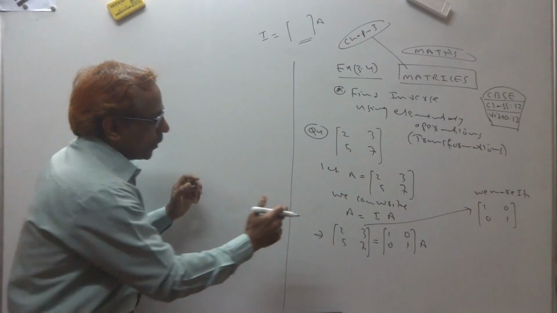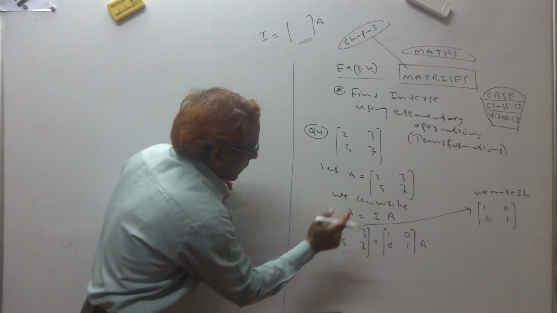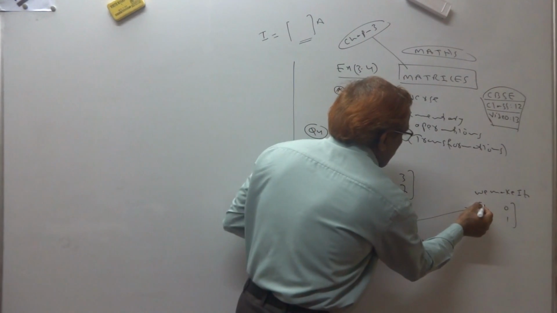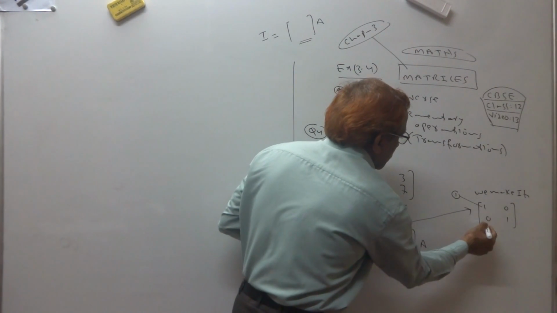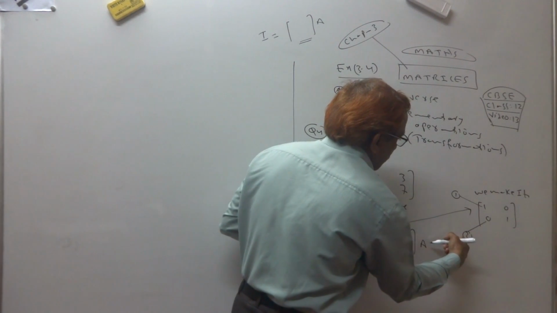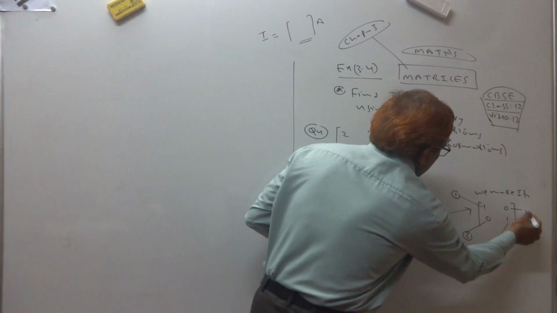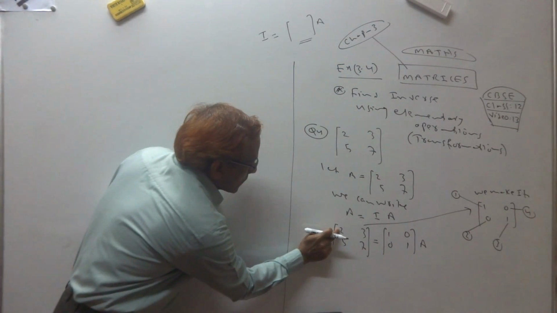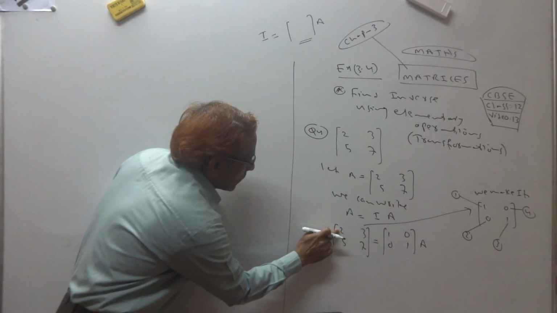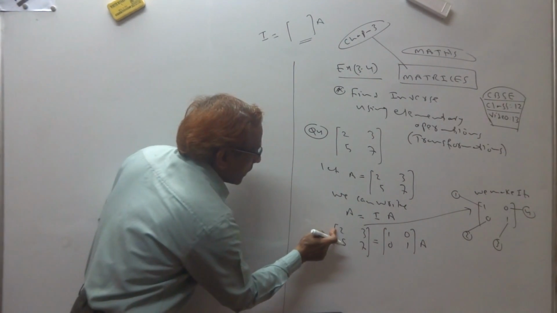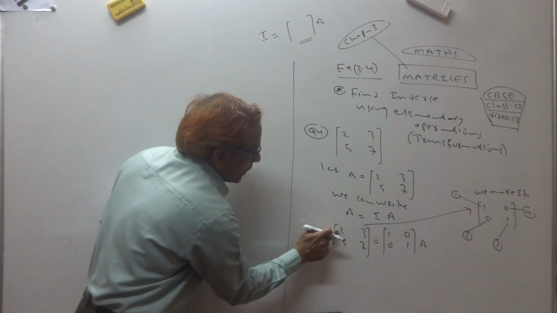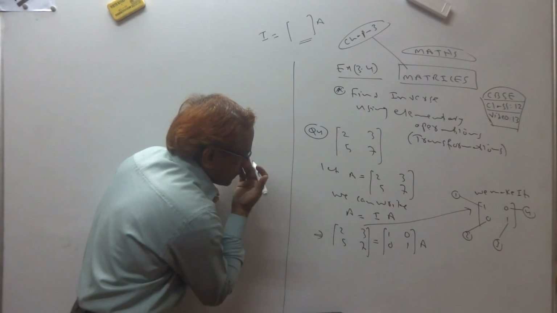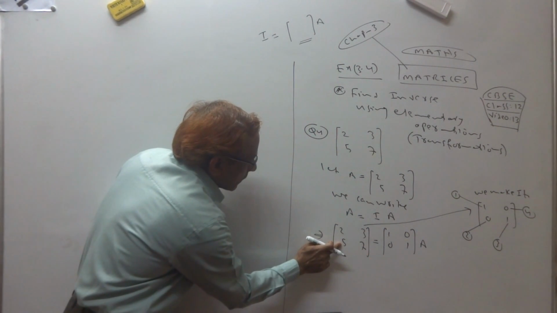Now how do we make it 1, 0, 0, 1? Last class we discussed that you make the first entry 1, then the second 0, then the next step, third step, fourth step. Always go that way. So make it 1 first. How can I make 1 here? One option is to divide by 2, so I get 1 here. Or the other option is to get 1 here first.